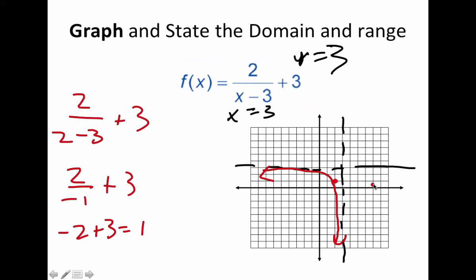And then I can put in a 4. 2 over 4 minus 3, plus 3. That's going to be 2 plus 3 is 5. So 4, 5. There we go. And I can come down and go out. And that's how you can graph these guys with the asymptotes.